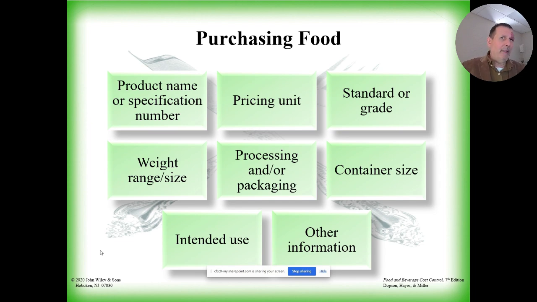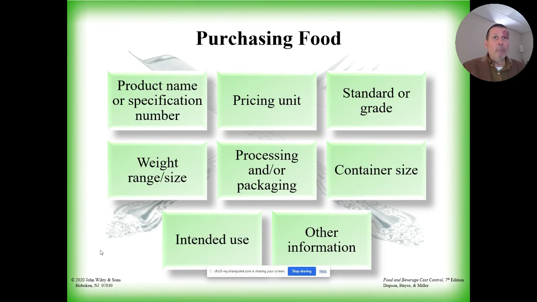Sometimes we would order by the pound. Sometimes that package would have 3 sides of salmon, sometimes it would have 2 sides of salmon. Whatever it took to get to that weight. All right. Processing or packaging: is it packaged in water? Is it this, that, and the other thing? Container size, frozen, fresh. That's all important. Container size, I spoke about that.